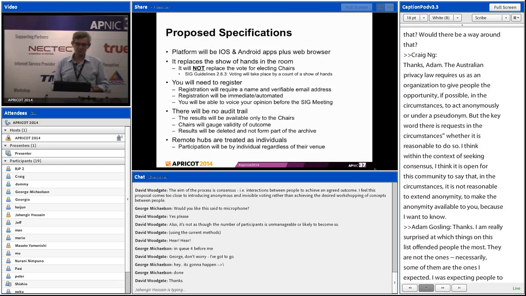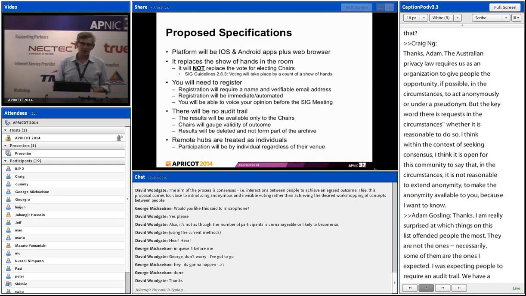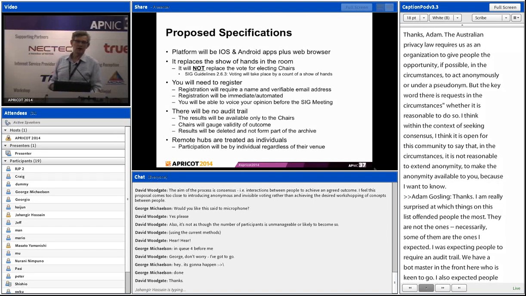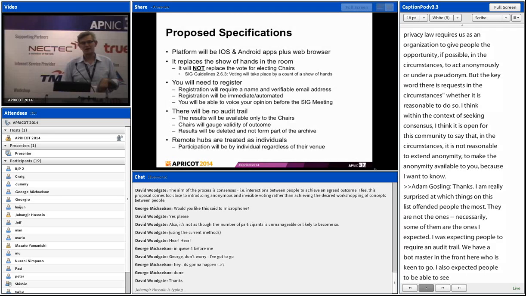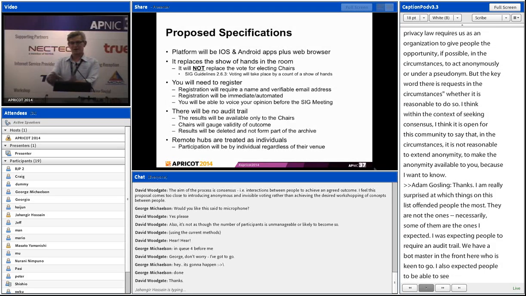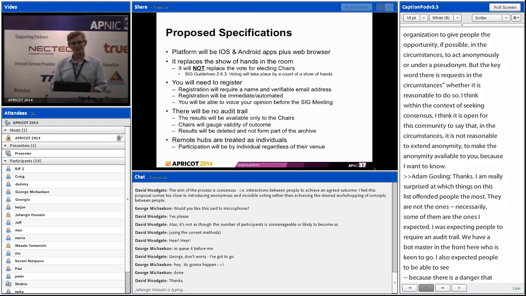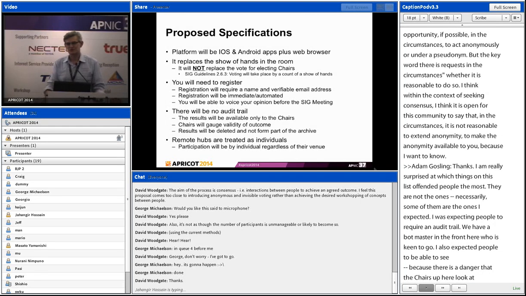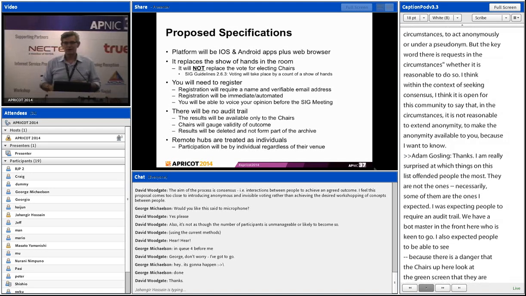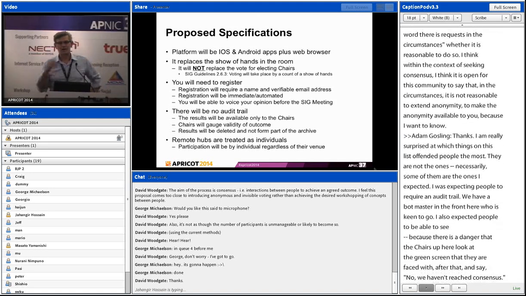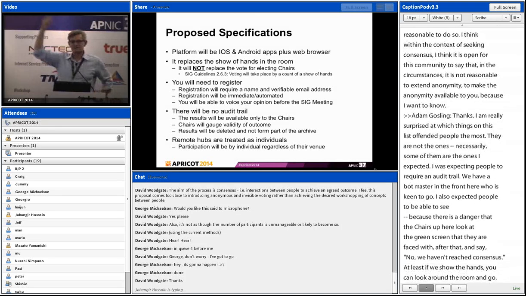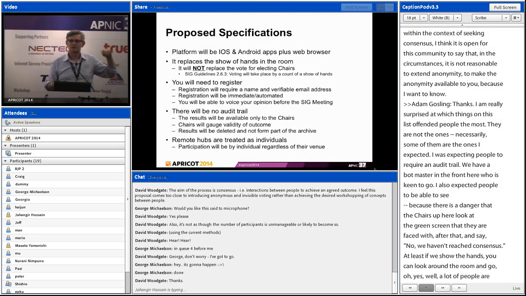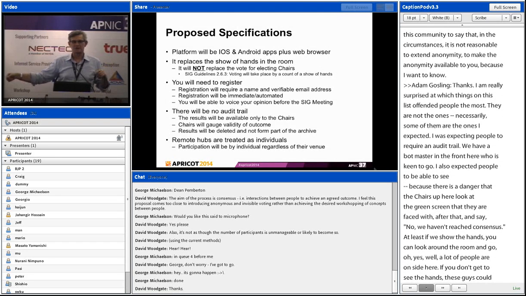And I also expected people to want to see the hands, because there is a danger that the chairs up here look at the green screen they're faced with and go, no, we haven't reached consensus. If we show the hands, you can look around the room and go, oh yeah, there are a lot of people on side here. If you don't get to see the hands, these guys could make up anything and delete it straight after. So you're putting a lot of trust in the chairs.